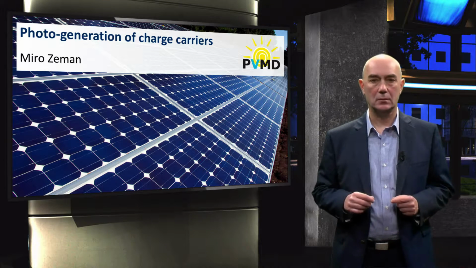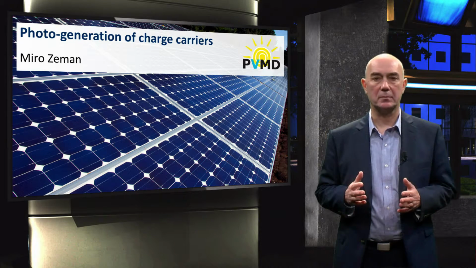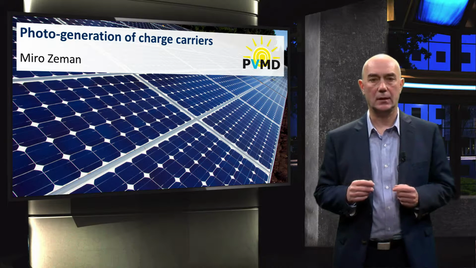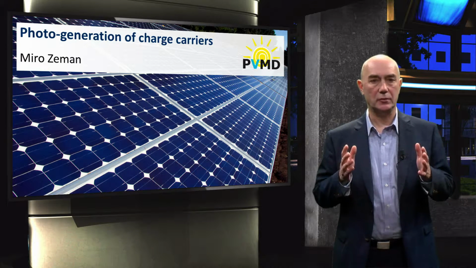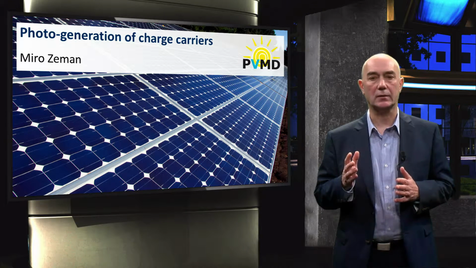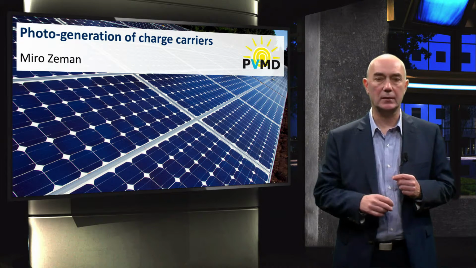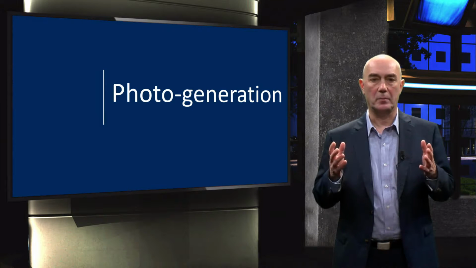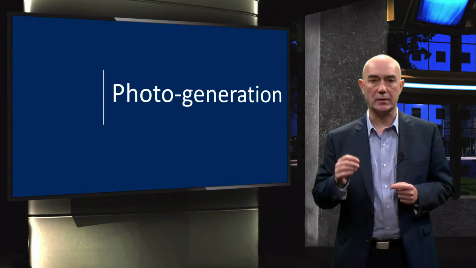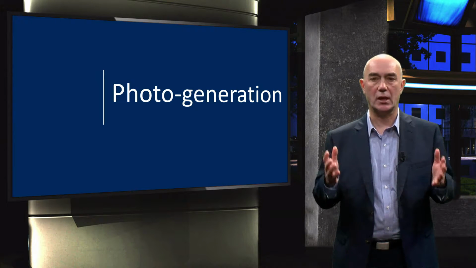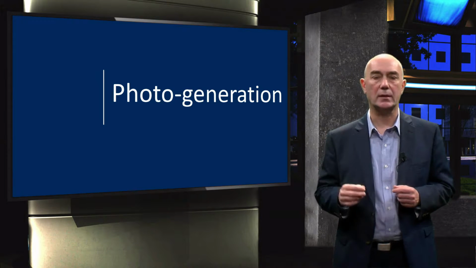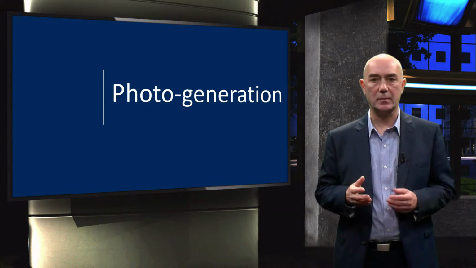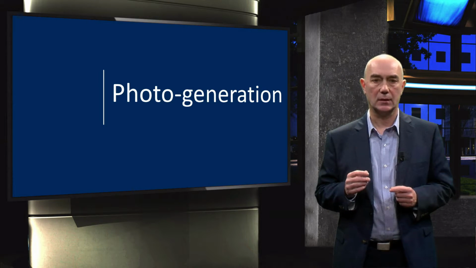Up until now, we have only described the properties of a system in equilibrium. However, it is important to introduce what happens to a semiconductor when it is illuminated with light. The process of interest is known as photogeneration of charge carriers. Here, electron-hole pairs are generated as light is absorbed in a semiconductor.